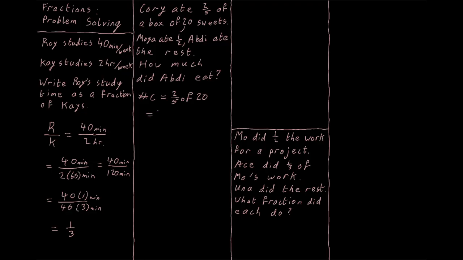Well, of means multiply, so 2/5 of 20 would be 2/5 multiplied by 20. This is fraction multiply, so we end up with 20 all over 1. Top by top, bottom by bottom.